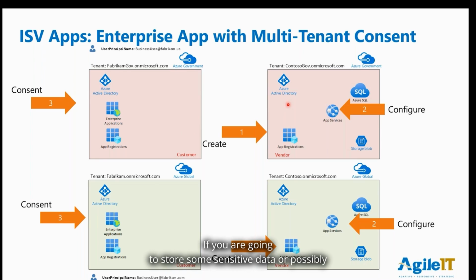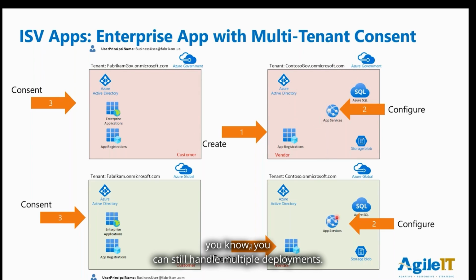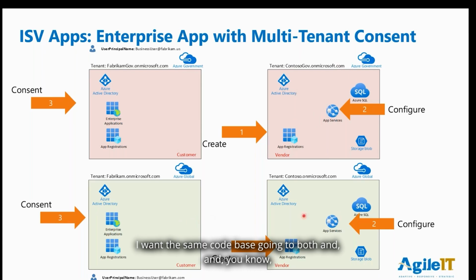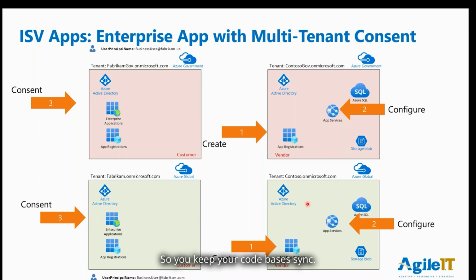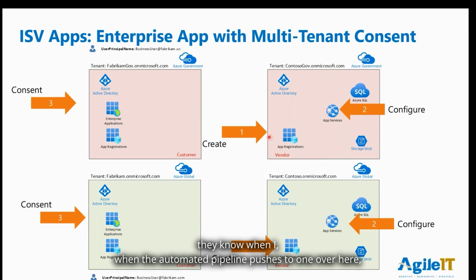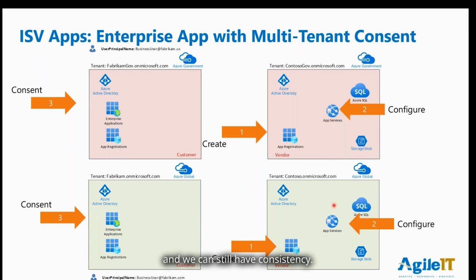If you are going to store some sensitive data or possibly get in there, then you probably want to be in this particular space. You can still handle multiple deployments. I want the same code base going to both, and so you can still have a good CI/CD process from Azure DevOps or GitHub that pushes it into both. So you keep your code bases synced. They know that when the automated pipeline pushes to one over here, we use the gov one. When we do over here, we use the commercial one, and we can still have consistency. But we have two different tenants, two different storage types, two different client IDs. So you have to keep that in mind.